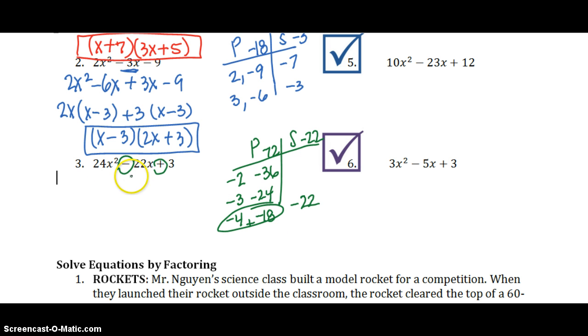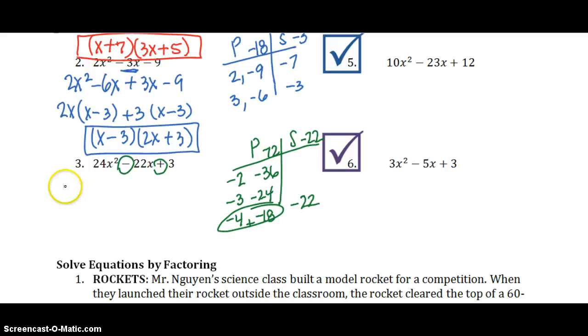So this is my solution for negative 22. So 24x squared, and they're both even. I am going to write my 4 first, just because I don't see a reason why not to until I get a little farther into it. And negative 18x, and then your plus 3.